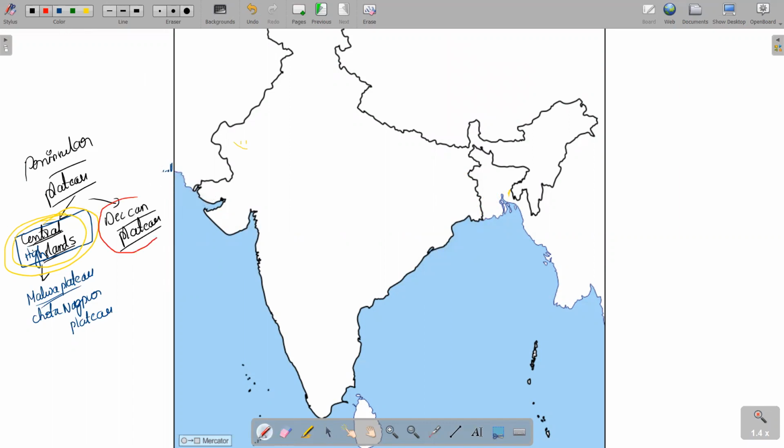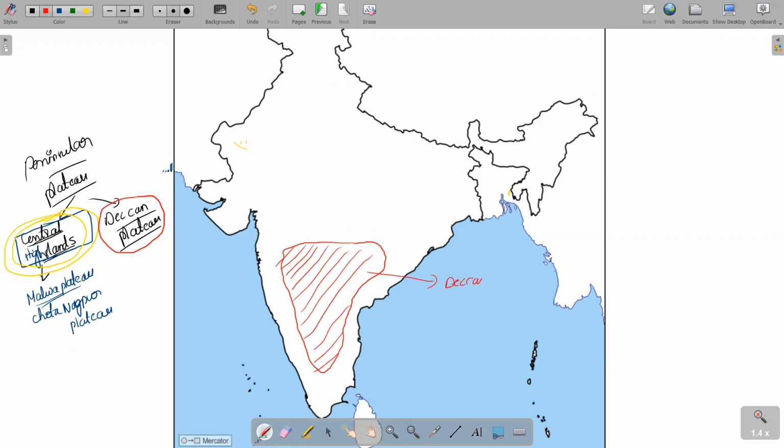The next one is the Deccan Plateau, and you have to carefully map on your Deccan Plateau. This entire area that I have drawn here right now, same to same you have to draw like this, and write it down as Deccan Plateau.